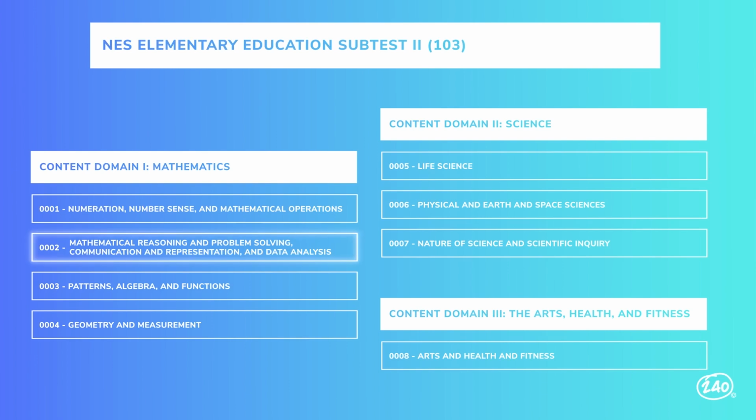Now that's one competency down, so let's move on to competency 2. Competency 2 is mathematical reasoning and problem solving, communication and representation, and data analysis. There's a lot included in this competency. Each of these topics can be its own chapter in a math textbook. For now, we're going to focus on the data part. You'll likely be given data in a table or chart and asked to interpret it, or you might be asked to do something with the data.